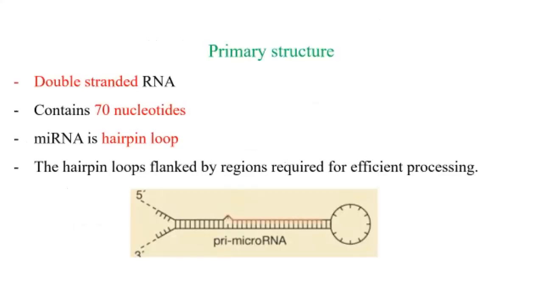Coming to the structure of microRNAs, there are two structures: primary structure and secondary structure. The primary structure is a double-stranded RNA molecule, and it contains a 70 nucleotide sequence. This microRNA in the primary structure has a hairpin loop. This hairpin loop is flanked by a region which is required for the efficient processing of the microRNA. As you can see, this is the primary structure of a microRNA.